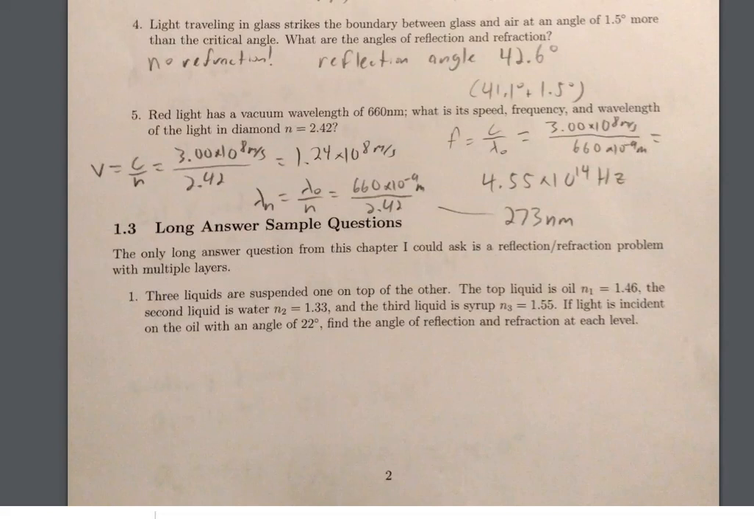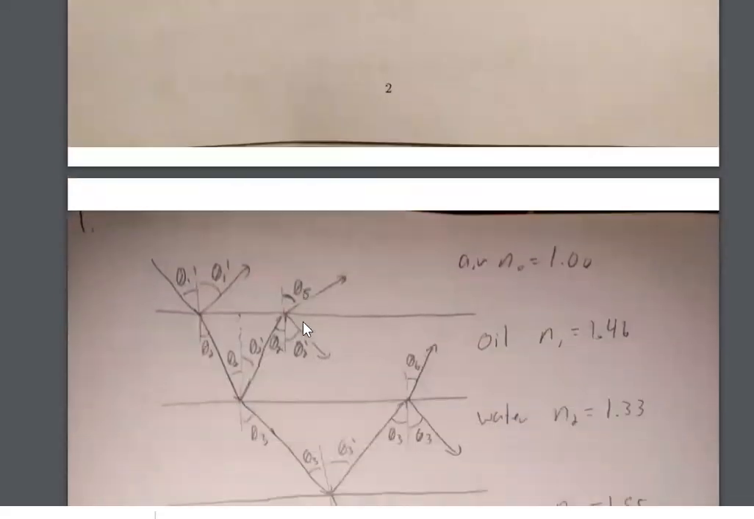So in this problem, we actually have 4 different layers. There's air, and then below the air are 3 different liquids. There's oil, water, and below that there's syrup. And I've listed their indices of refraction there. And we know the light is incident on the oil with an angle of 22 degrees. So we want to find all of the angles of reflection and refraction. There's more than you might think.